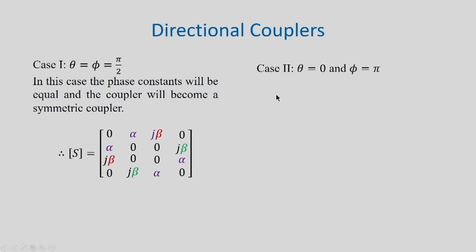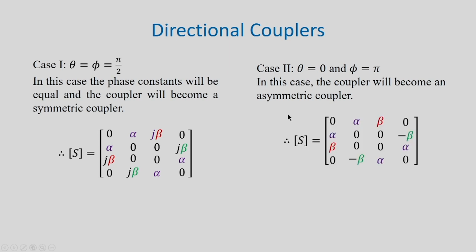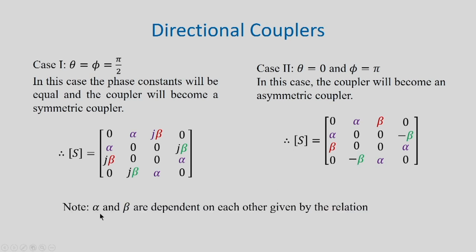Another case, when theta is equal to 0 and phi is equal to pi, this case is an asymmetric coupler, and we can see that S13 and S31 are equal to beta, but S24 and S42 are minus beta, and alpha and beta are dependent on each other, and it is given by alpha square plus beta square is equal to 1.